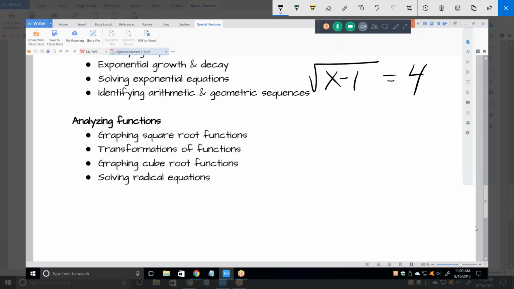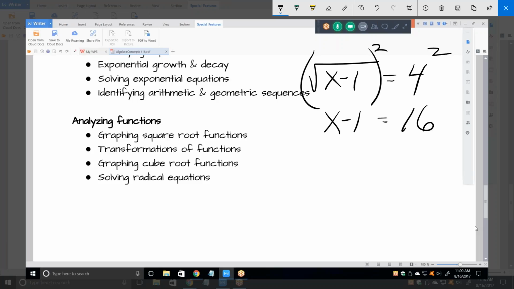Remember what you're trying to do when you're solving radical equations is you're trying to get rid of the radical sign. Okay, then you would square it first, so it'd be x minus 1 equals... Here's what I'm doing. Squaring that side, squaring that side. What's 4 squared? 16. Okay, and now there's another line.